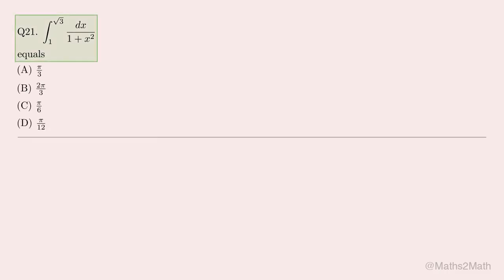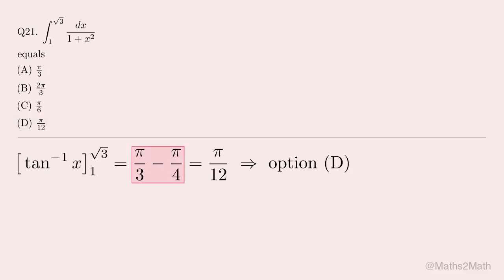Question 21, multiple choice. Arctangent between 1 and root 3. Pi over 3 minus pi over 4. Inverse tangent of root 3 is pi over 3, of 1 is pi over 4. The difference is pi over 12. Option D.